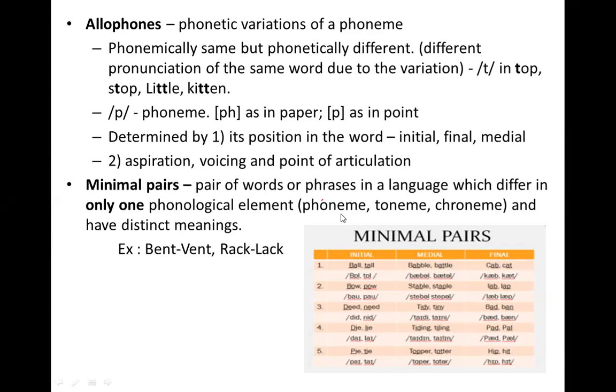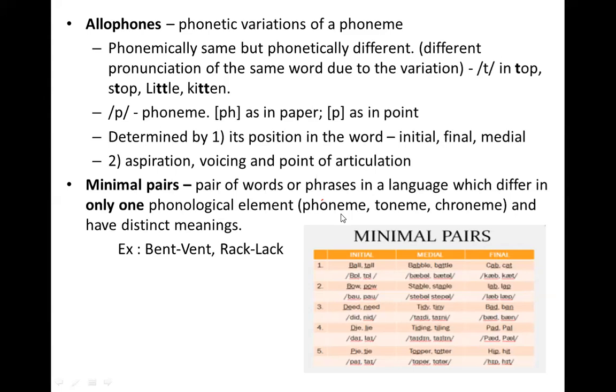word, different meaning. So based on phoneme, toneme, and chroneme, okay, the words, or the pair of words or phrases, they differ because of just one phonological element. If you look at this example I've given you, look at the initial, medial, and final. So if you look at the first one, ball, tall, they are minimal pairs because just one, the first letter, the initial, ball sound and ta sound, they are different. But then the o is the same, and la is the same. Only the first consonant sound is different. First one is ba, second one is t.